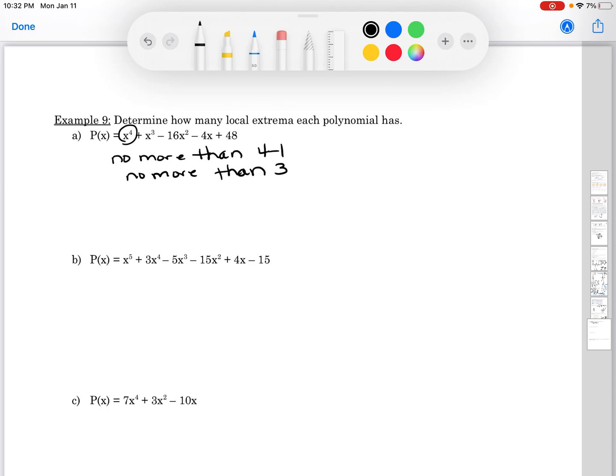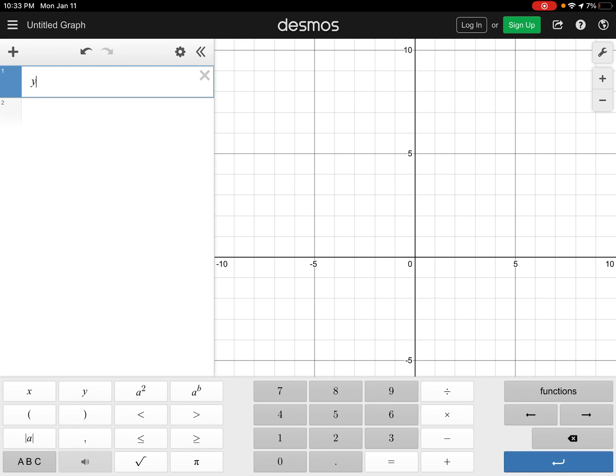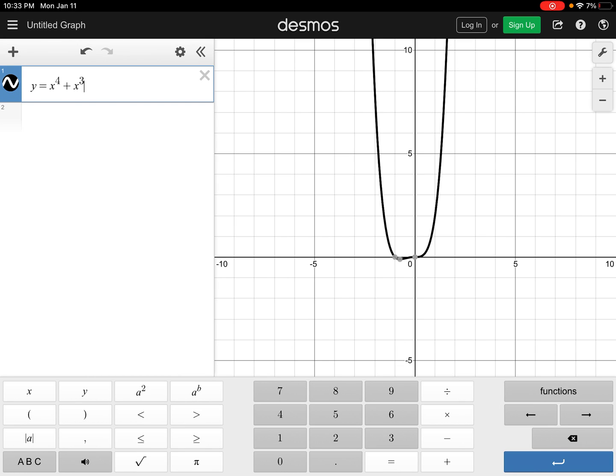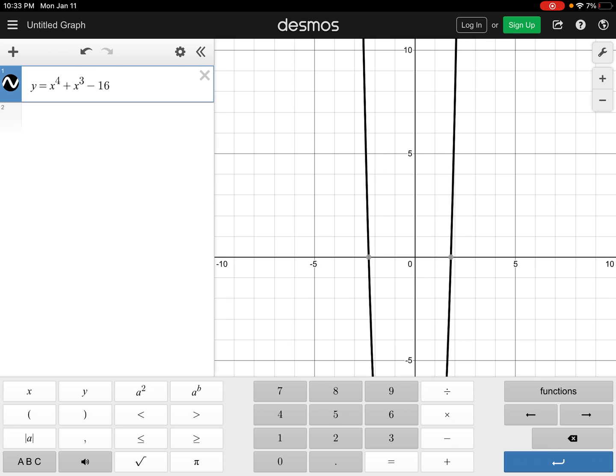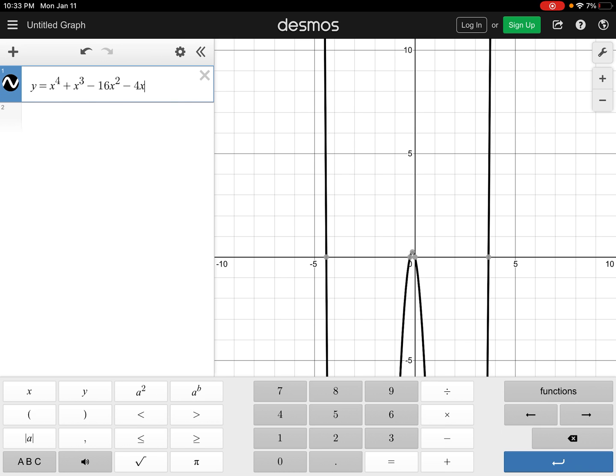Now I can go through sketching this, or I can take a look at what the graph of this is going to look like. But I could do what I was doing before and try to find some zeros, but it's kind of hard when it's a long polynomial that I can't factor. So for now, let's take a look at our Desmos real quick and see what this graph looks like. So we have y is equal to x to the fourth power plus x to the third minus 16x squared. And then we have minus 4x plus 48.